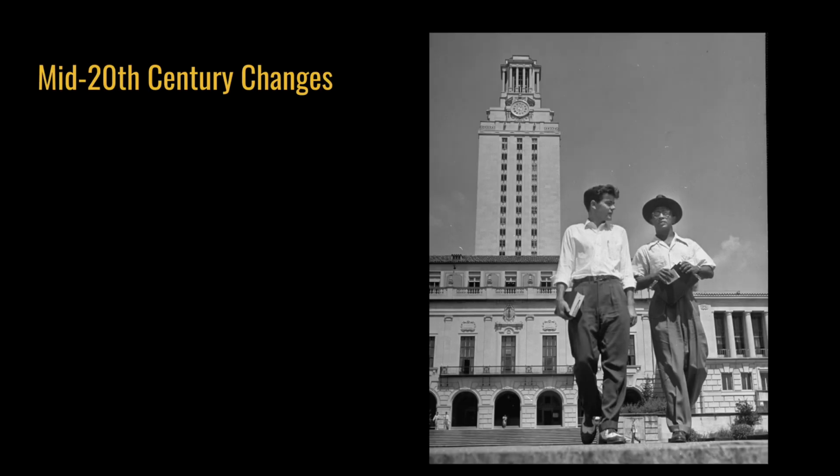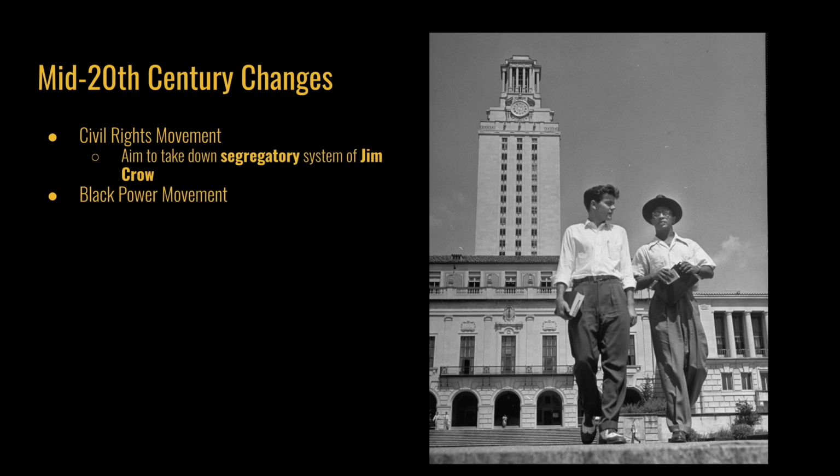The advocacy led by W.E.B. Du Bois and Carter G. Woodson in the early 1900s began to bear fruit in the mid-20th century, partially because of the Civil Rights Movement. The aim of the Civil Rights Movement was to dismantle the segregation system of Jim Crow, which put Black and white students in different schooling systems, and also the Black Power movement that followed.